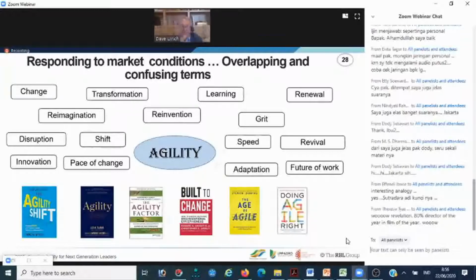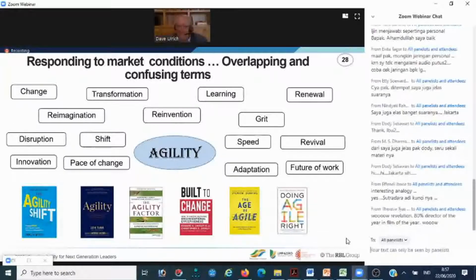I started going through my books and readings, and I started looking at all the terms that are used to define agility. Change, transformation, renewal, reimagination, reinvention, grit, speed, revival, shift. You probably have some of your own terms that I don't have. I looked at some of the books. Agility is strategic shift. The agility factor, built to change. The Age of Agile, great book. There's a new book coming out on learning agility that has, I think, 17 chapters. That just went to the printer in May, and they don't have their cover yet. There is a lot of stuff.